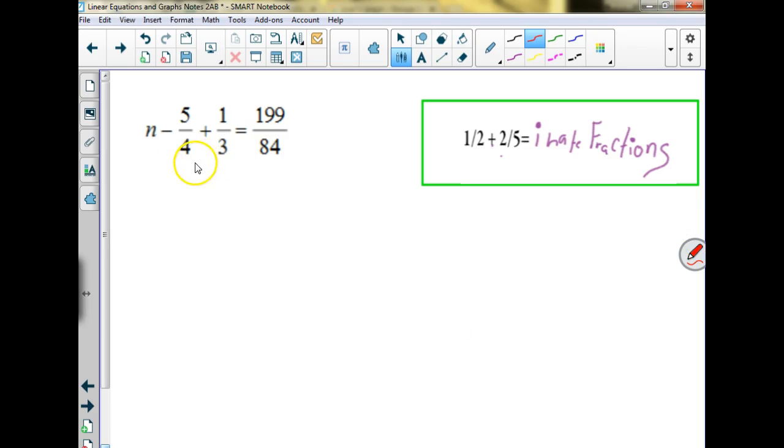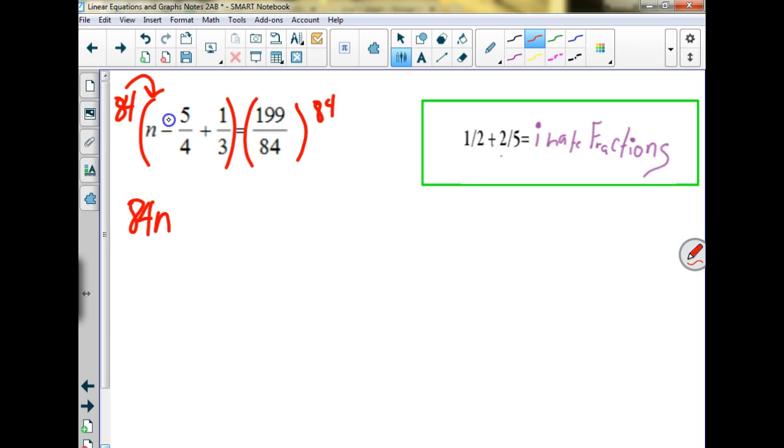Right. So we need a common denominator. I want you to practice doing these by using your common denominator. So do 4 and 3 both go into 84? Somebody check in for us? Yes, we're good? So the common denominator is what then? 84. Let's multiply through by 84 on both sides, everything. So 84 times n will just give us 84n.